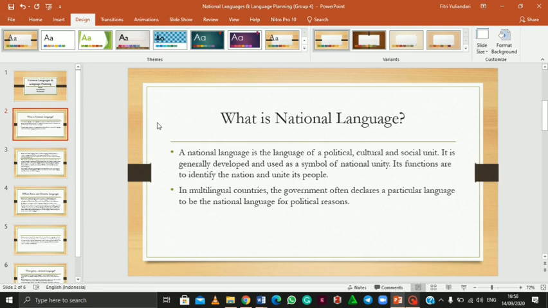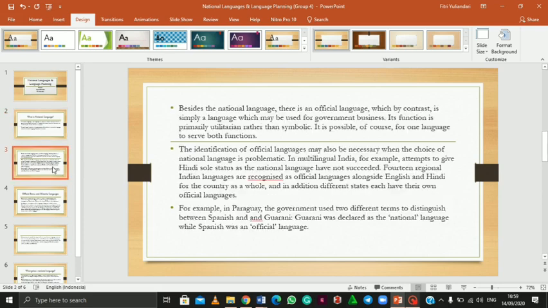So what is national language? National language is the language of a political, cultural, and social unit. It is generally developed and used as a symbol of national unity. Its functions are to identify the nation and unite its people. And then in multilingual countries, the government often declares a particular language to be the national language for political reasons.